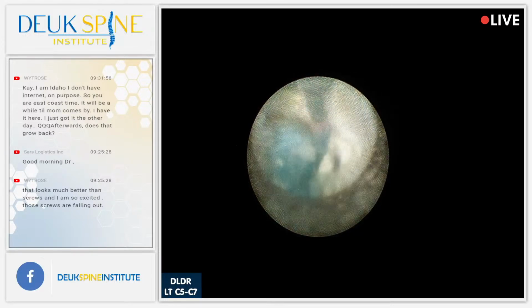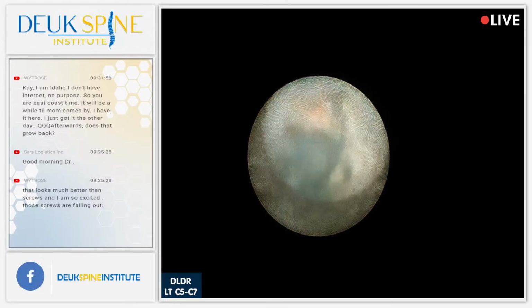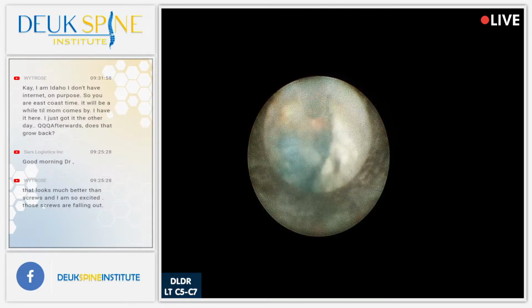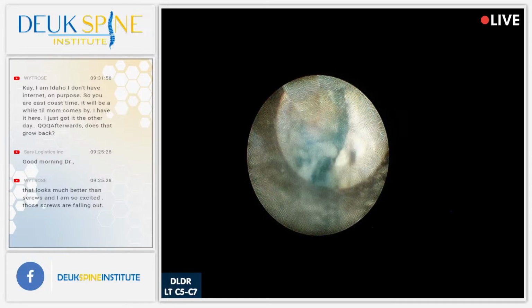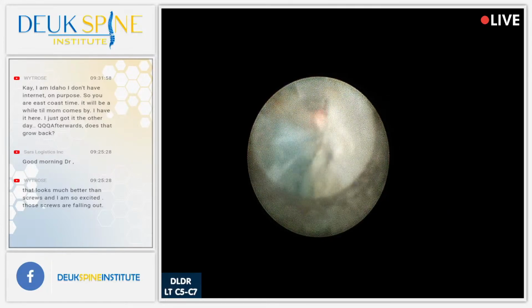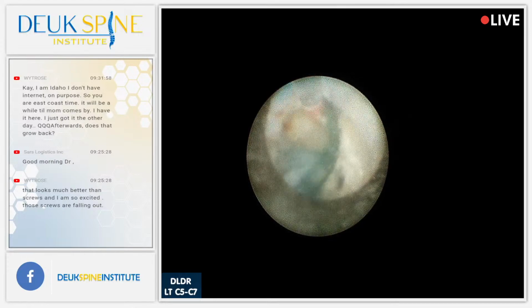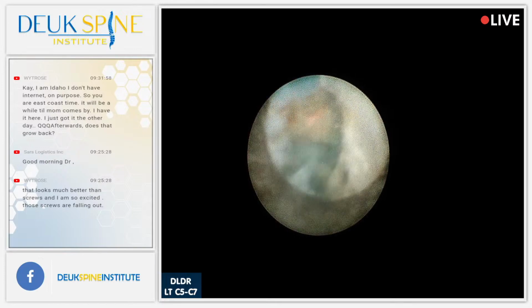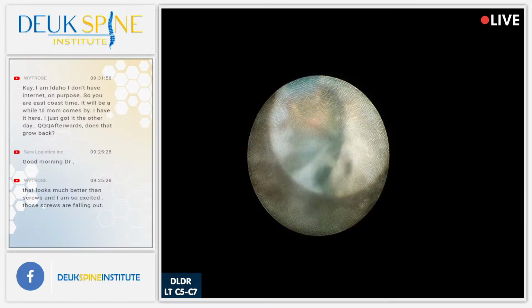All right, look at all this. This disc did not look that bad on MRI, but it's definitely worse than the MRI appearance. All this is herniation here. You can see the fibers right there, those white fibers down there. That's your posterior ligament. And all this is herniation, the blue stuff. So this is scar tissue and herniation right here.